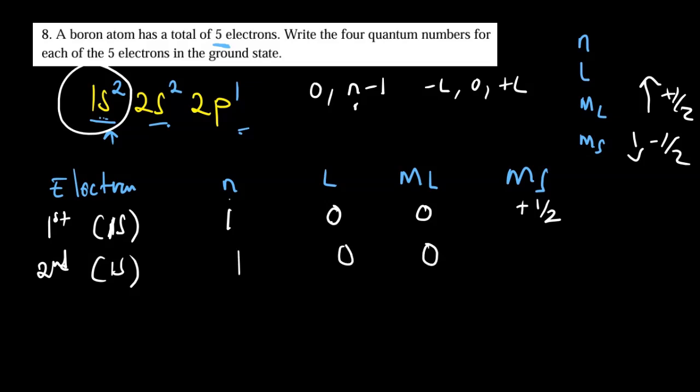But here now on the spin, because the first one was looking up, it means the second one should look down, so I have minus 1 over half. Okay, so I'm done with the ones from the 1s. I go to the 2s.